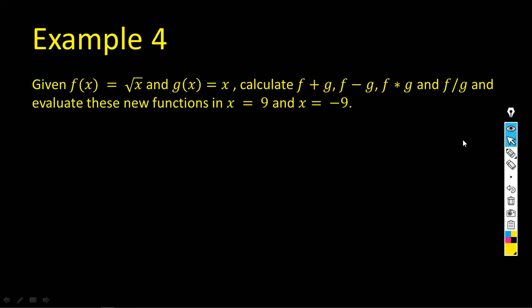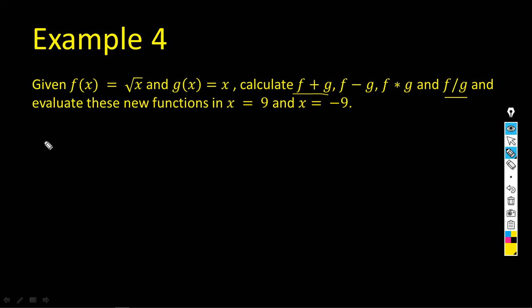Example 4. Given f of x equals the square root of x and g of x equals x, calculate one more time four functions: f plus g, f minus g, f times g, and f over g. And then we're gonna evaluate these new functions in x equals 9 and x equals minus 9. I'm only gonna do this and this. So I'm just gonna do these two.